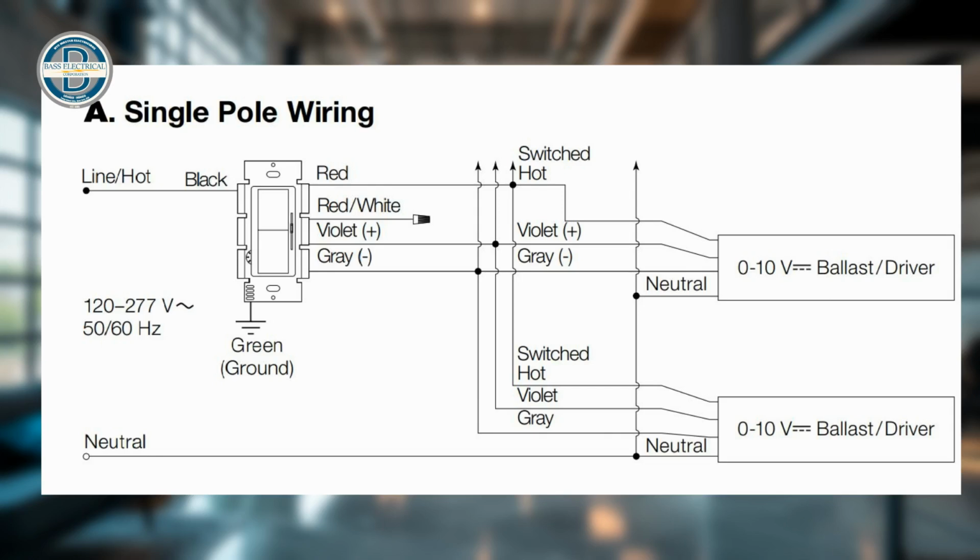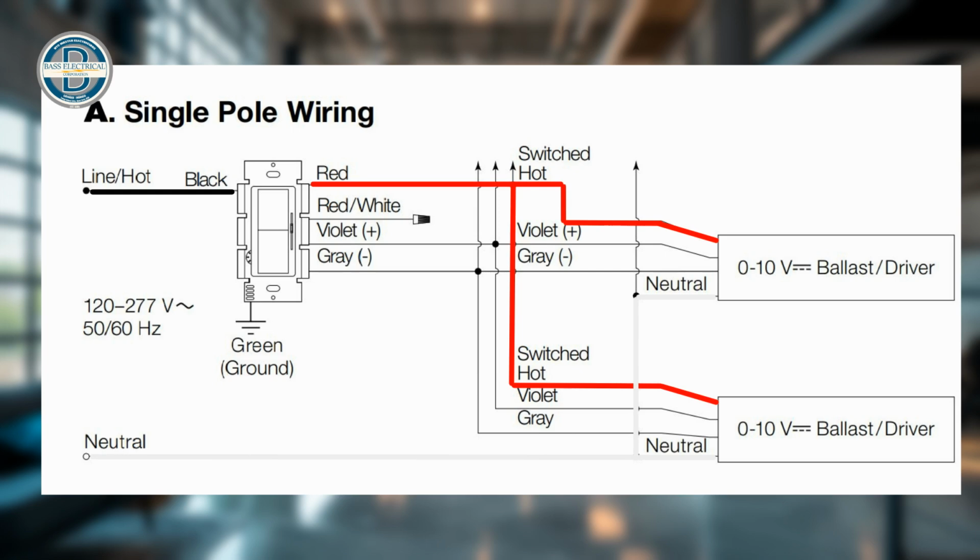The system uses low voltage cables with a violet wire for the dimming control signal and a gray wire as the return path. Additionally, it incorporates standard 120 volt power cables, where the black wire serves as the hot, live wire, and the white wire functions as the neutral. The black and white wires connect the power source to the 0 to 10 volt dimmer switch, which then sends the 120 volt power to the driver through the red cable on the load side of the dimmer switch, providing power to the driver.